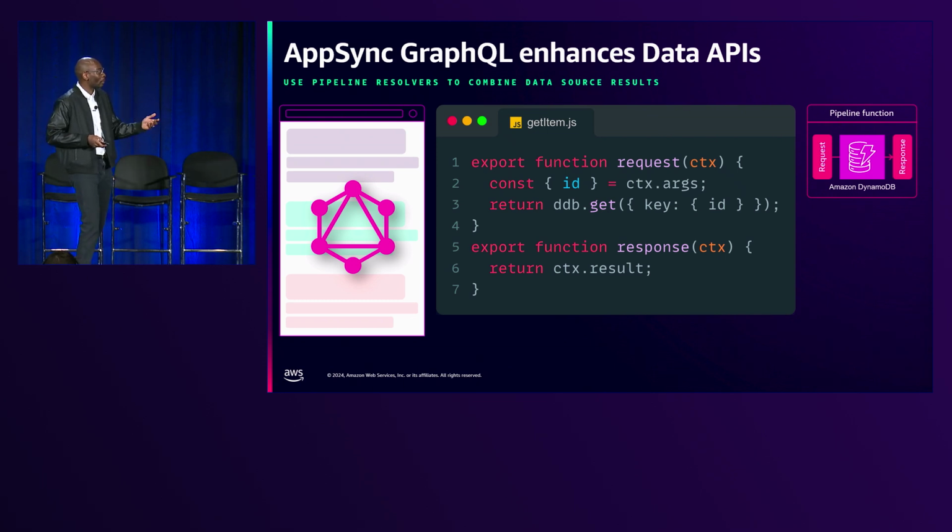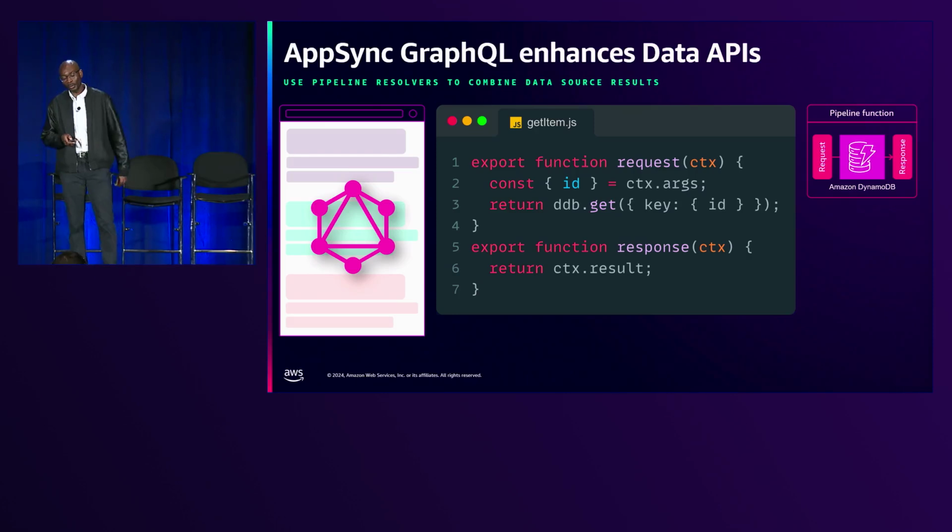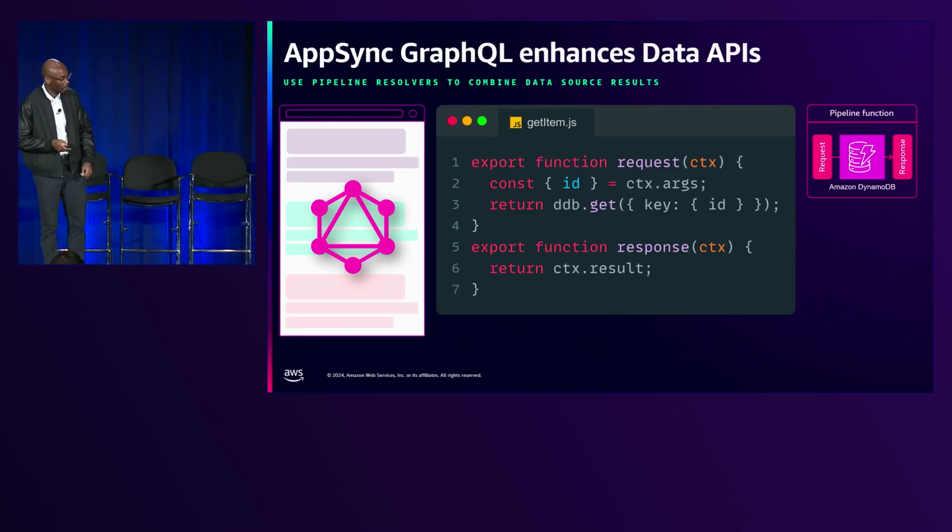So a very simple example here. I have my pipeline function. The first thing that I do is that I go to a DynamoDB table and I say, get me an item with the key given the ID that I supply from my arguments.